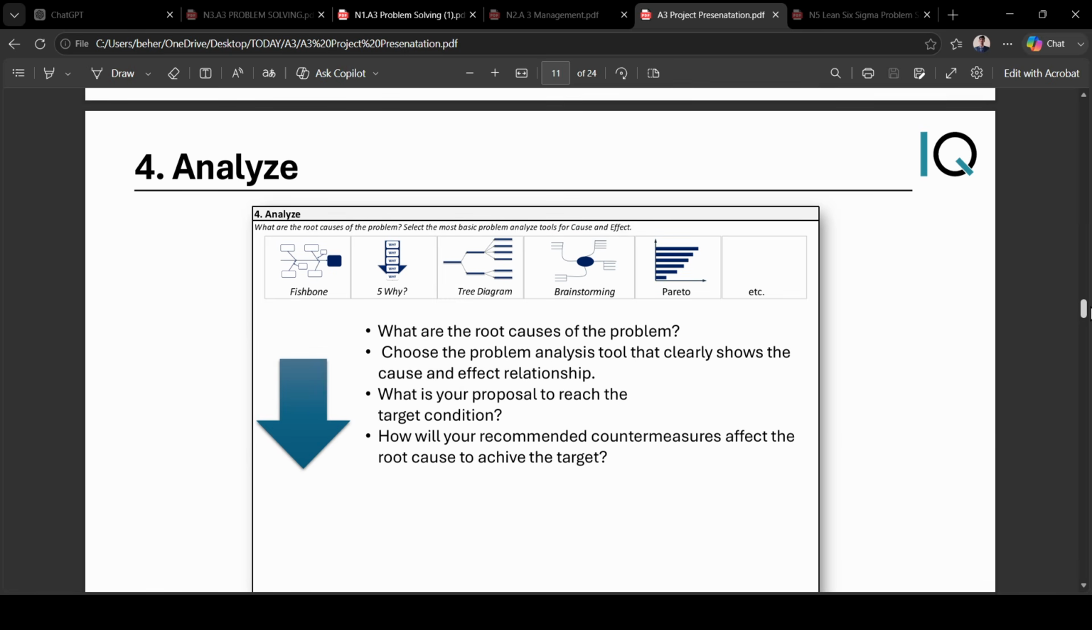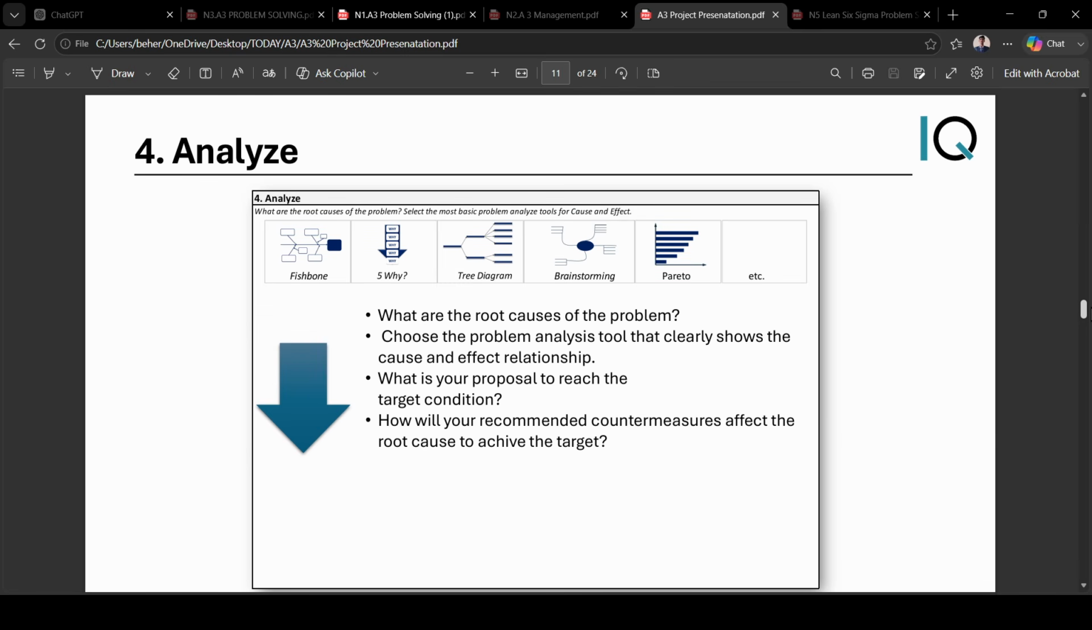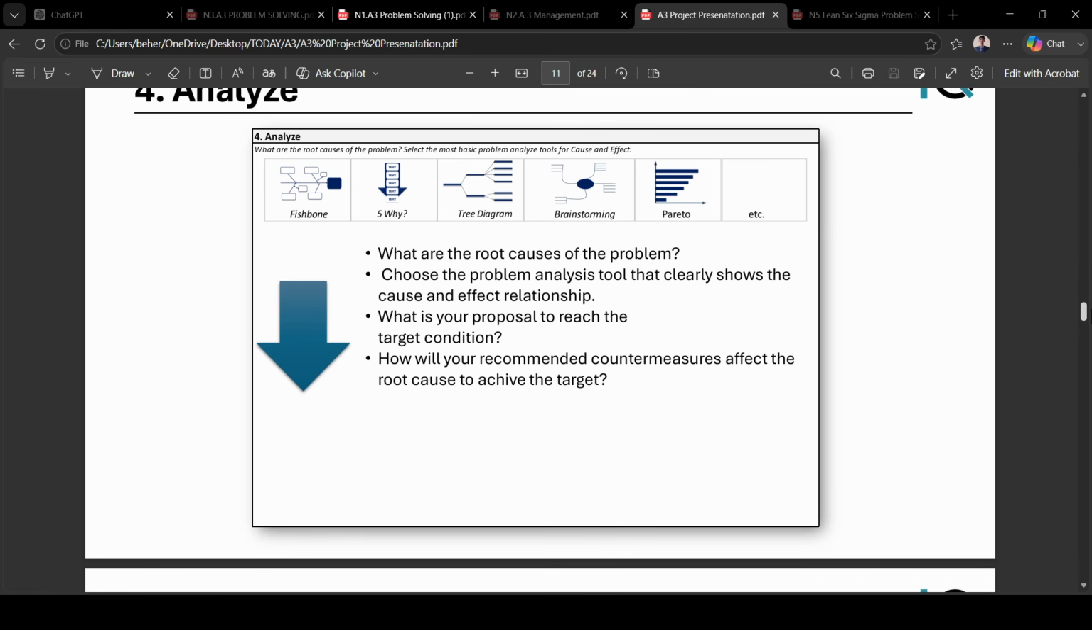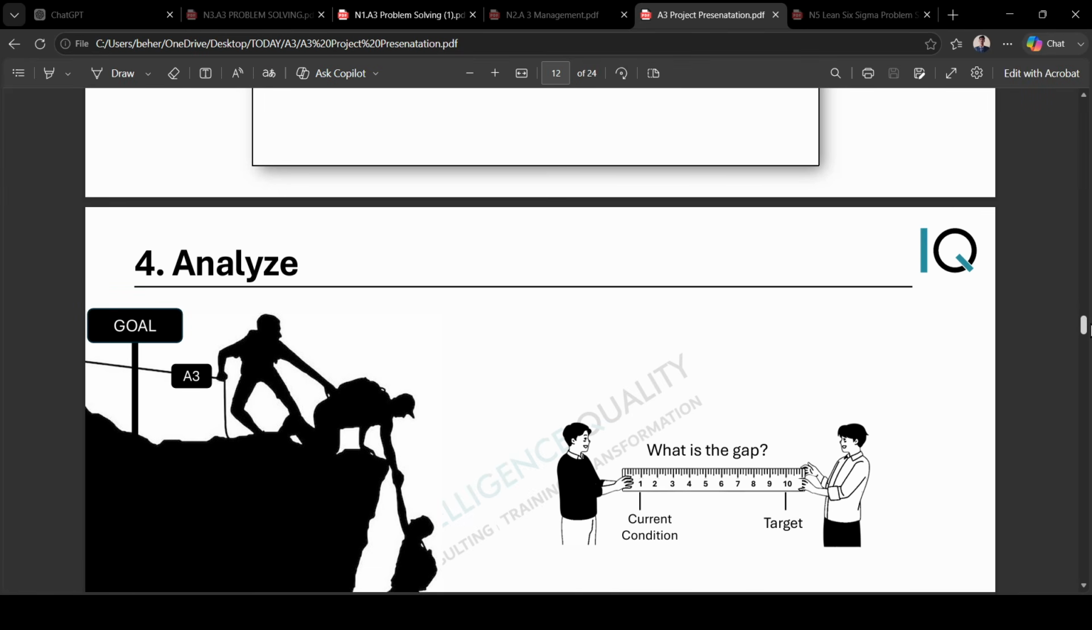Analyze. So analyze what are the root causes of the problem. Choose the problem in analysis to clearly show the cause and effect relationship. What is your proposal to reach the target condition? How will you recommend the countermeasures after the root cause to achieve the target?